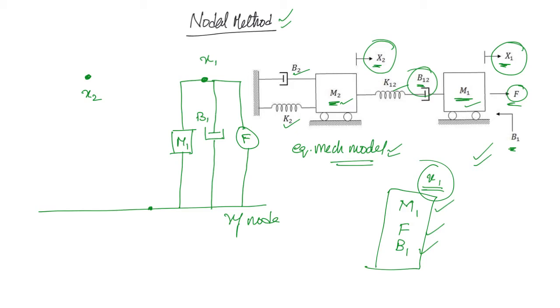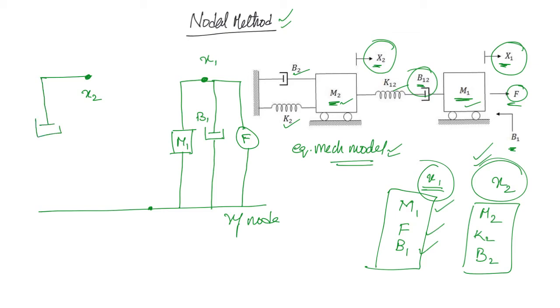Similarly for m2, that is for displacement x2, what are all the elements that are acting exclusively on m2? There will be the element m2, k2 and b2. These are the elements that are acting exclusively on x2. So we draw them from x2 to the reference node. Here you have b2, here you have the spring k2, and here you have the mass m2.